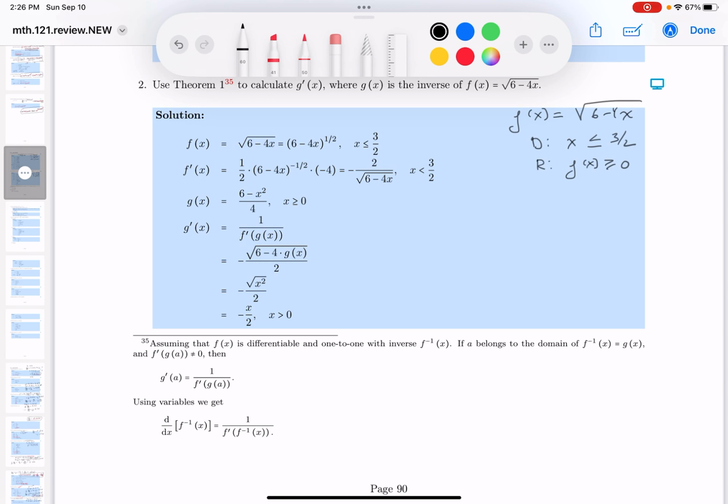I'm going to call the inverse, they're calling it g of x, so I'll call it g of x. So g of x is actually the inverse of f. Right, I'll write this over here, domain and the range. The domain is going to be x greater than or equal to 0. And the range of it, I'll just put down g of x, by the way. The g of x has to be less than or equal to 3 over 2.